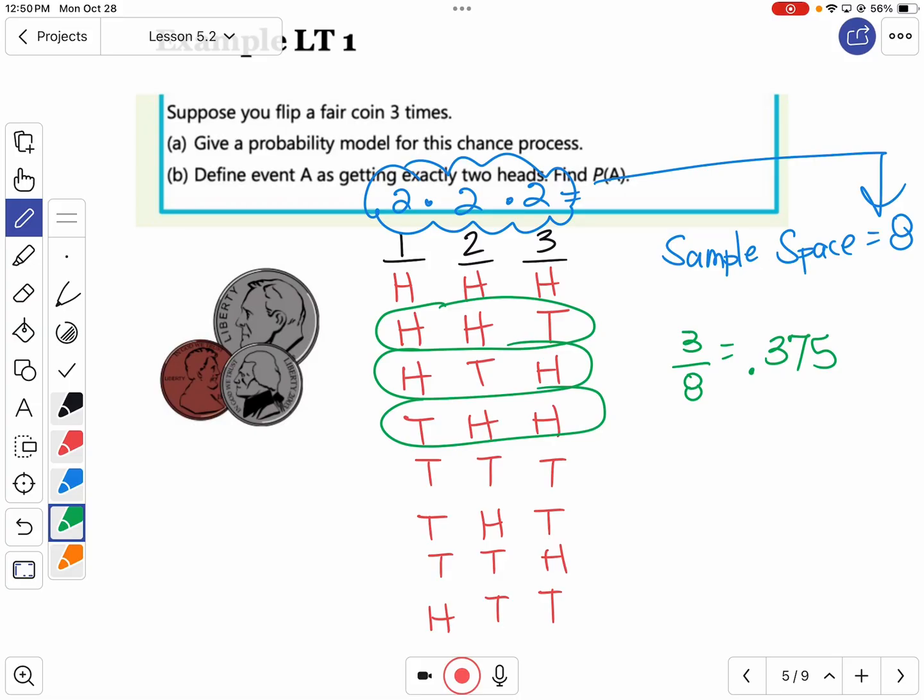I think everything else is pretty straightforward. I think when we have to do multiple coins at one time, that's hard for a lot of people. It was always hard for me. But I think that'll help you a little bit. All right, so get started on your assignment. There's only 4 questions. Let's get it done.